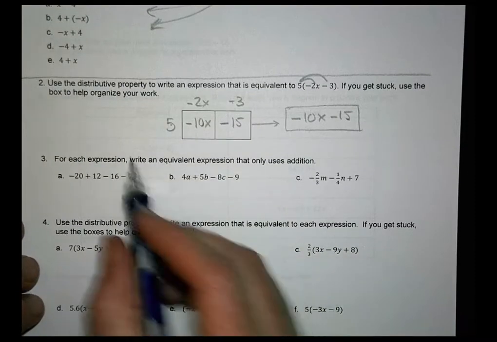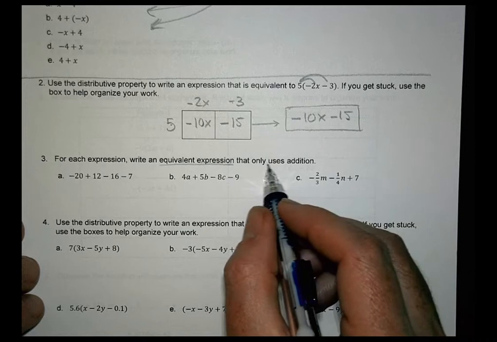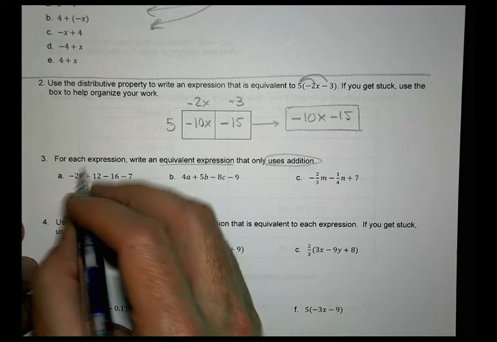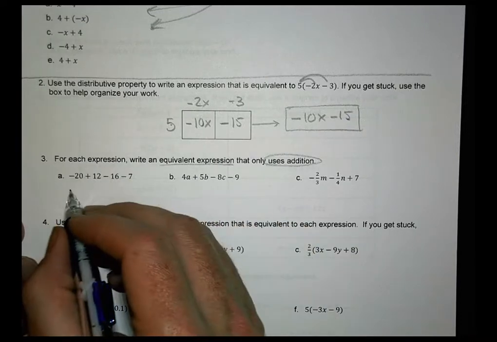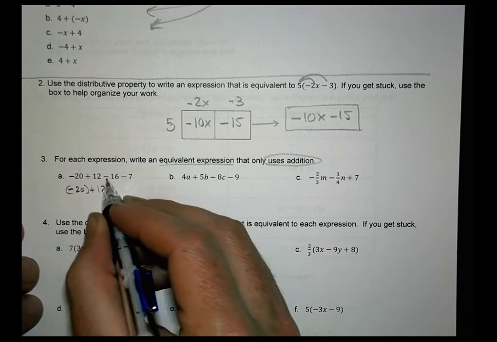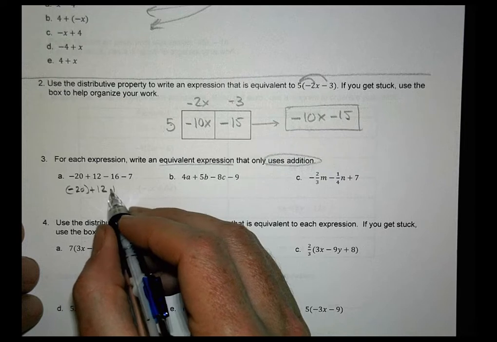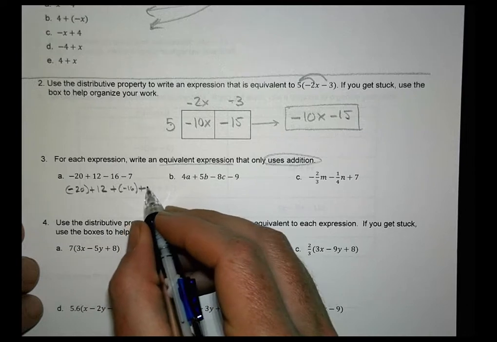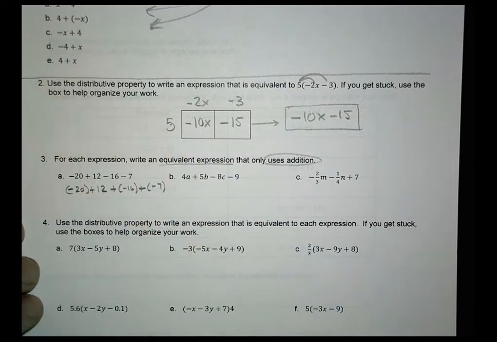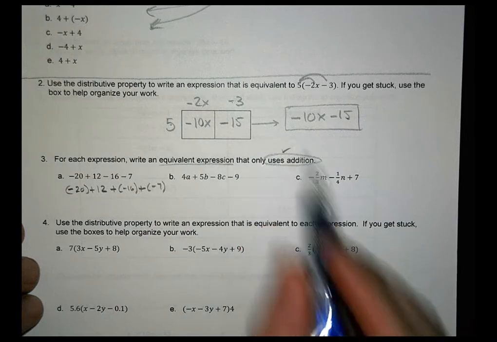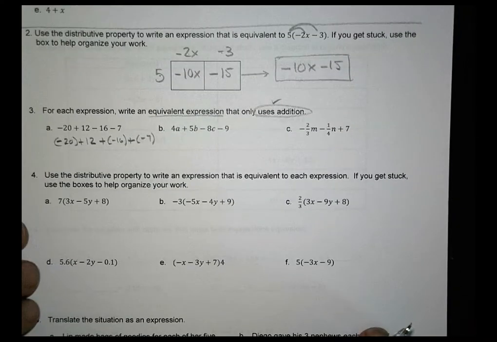Number 3, for each expression, write an equivalent expression that only uses addition. So we want to change stuff to not have any subtraction. Okay. So negative 20 is not using addition. That's just the value of the number, negative 20, and we're going to add 12. And instead of subtracting 16, we can think about adding a negative 16, and instead of subtracting negative 7, we can think about adding a negative 7. So now it's all addition, and that is the idea they want you to do there. Okay, so that's really it. They don't have to solve it, just want you to rewrite it as only addition problems. And do that for B and C.